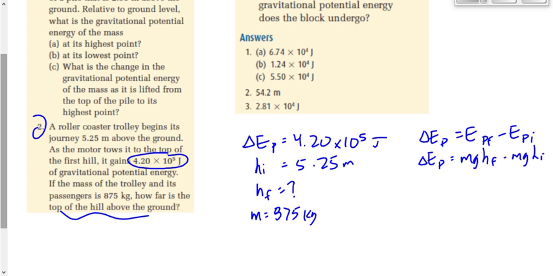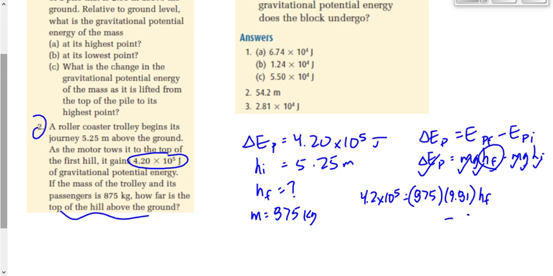I don't know if this is going to get me the answer or not. Why am I doing this? Because I can, and because I'm dealing with change in potential energy, so it seems logical to me that I'll try this. I've got delta EP, I've got m, I've got g, and hi. Yeah, that's going to work. Delta EP is 4.2 times 10 to the 5. M is 875 times 9.81 times hf, subtract 875 times 9.81 times hi, which is 5.25.